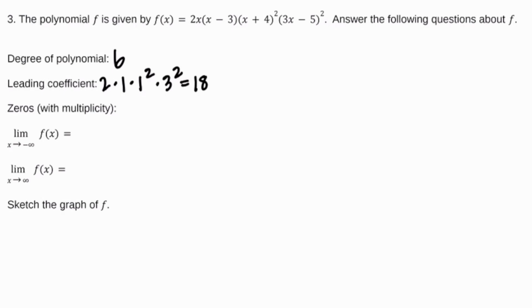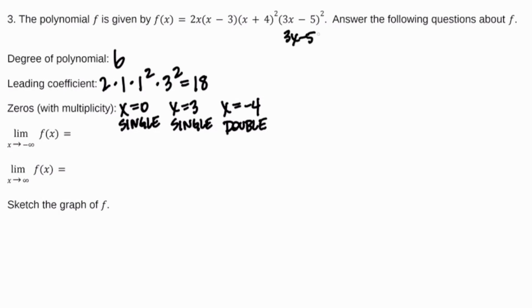Then the zeros with their multiplicity. Okay, 2x gives me x equals 0. That's a single root. Okay, x minus 3 is going to give me x equals 3. Also a single root. x plus 4 squared would be x equaling negative 4, but since it's squared, that's a double root. And 3x minus 5 squared, all right, 3x minus 5 would equal 0 when 3x equals 5, which is when x is 5 divided by 3. And that one's squared too, so it's also a double root.